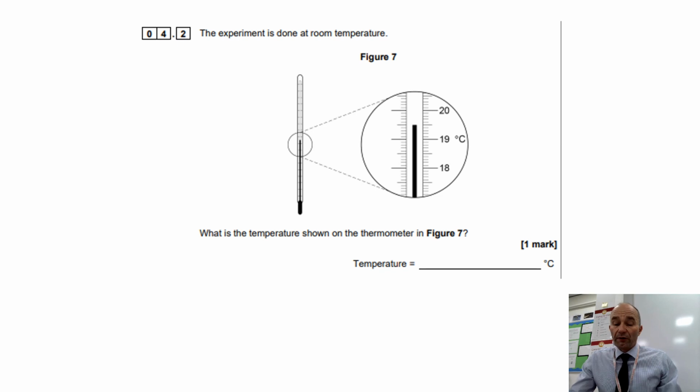Right, next one. This is just reading the temperature off a scale. Now you can see that your answer is going to be somewhere between 19 and 20 degrees centigrade, but it's clearly less than 20, so it's going to start with 19, and then we need to look at these little lines. You've got 10 small lines, so we're splitting this up into 0.1 degrees centigrade. This is halfway up, 5 little dashes between 19 and 20 means that our answer is 19.5 degrees centigrade.